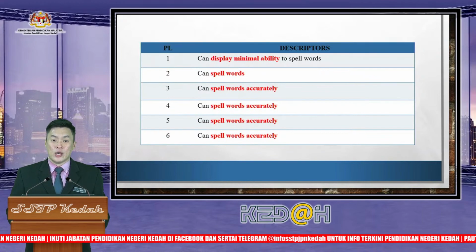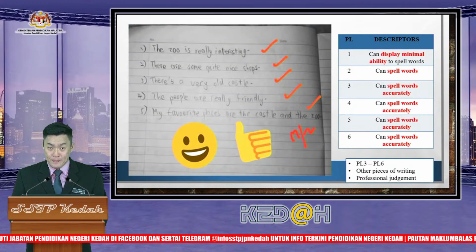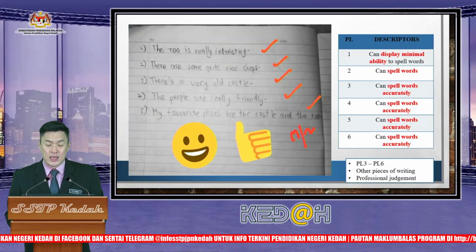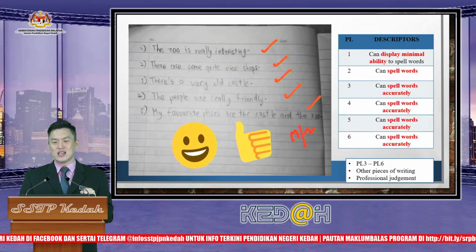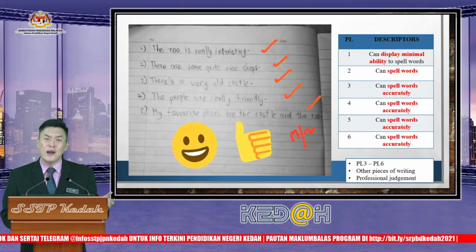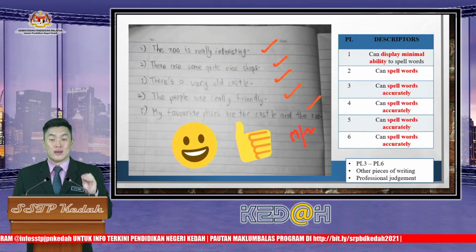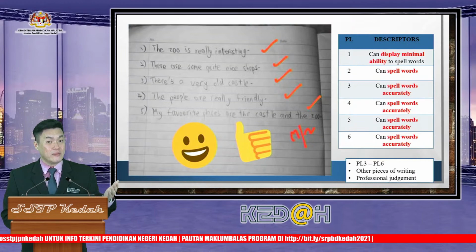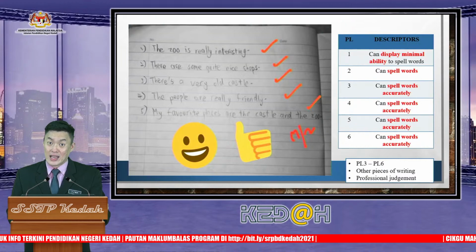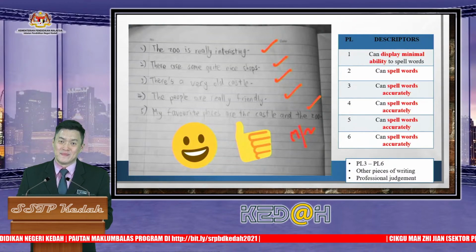So let's look at a sample. Now, this is one of the pupils' answers. He managed to get everything correct. Now the question is, how do I determine? Because if he can spell accurately, it's level 3 to 6. How do I determine which level he is in? Number 1, we can look at other pieces of writing. But for this piece of writing, he is definitely one of the higher ones. And it depends on our professional judgment.